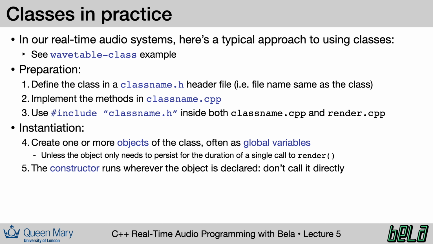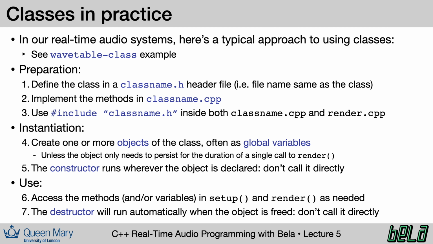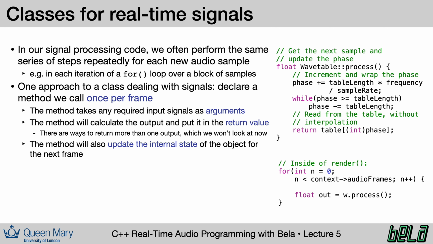To reiterate, we are not directly calling the constructor of the object. That will run automatically when the object is declared, and the same with the destructor. Finally then, to use the objects we just declared, we just access the methods, or possibly the variables, within our Bela setup and render functions. One particular place we'll make use of classes in this lecture series is defining basic signal processing units that we might want to reuse over and over again.